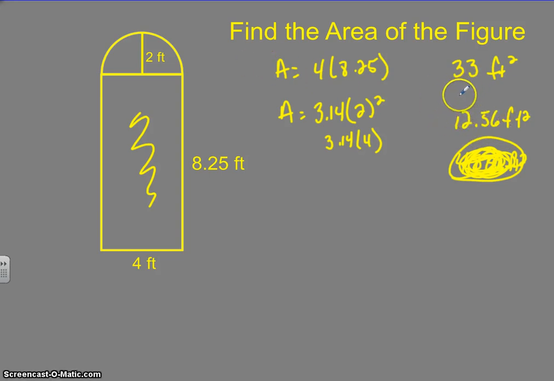So this is actually going to be 6.28 feet squared for the circle. Okay, now I can add these together. I get 39.28 square feet. That should be our answer.